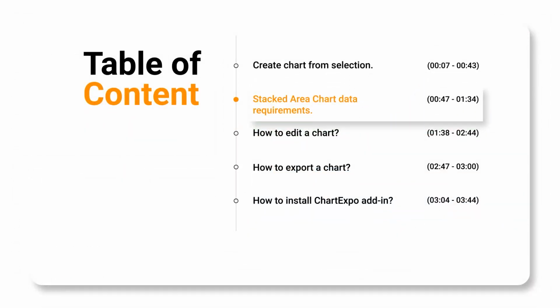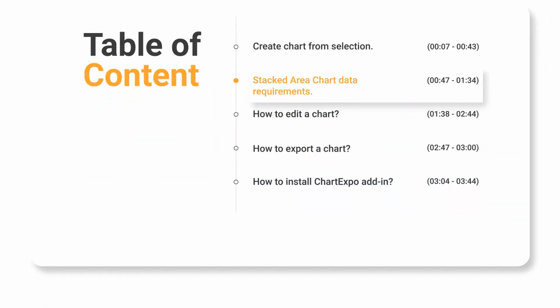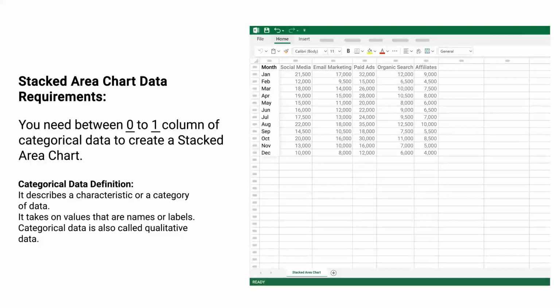Stacked area chart data requirements. You need between 0 to 1 column of categorical data to create a stacked area chart. Categorical data definition. It describes a characteristic or a category of data. It takes on values that are names or labels. Categorical data is also called qualitative data.